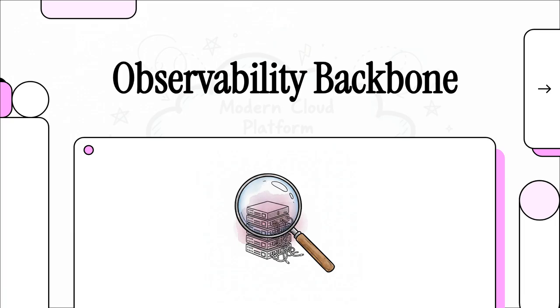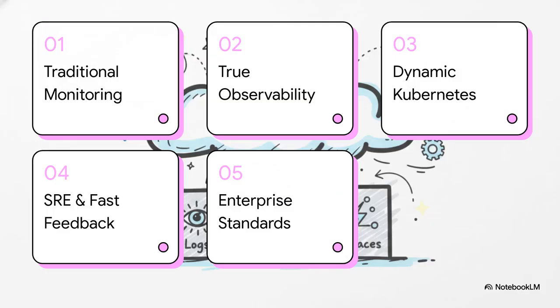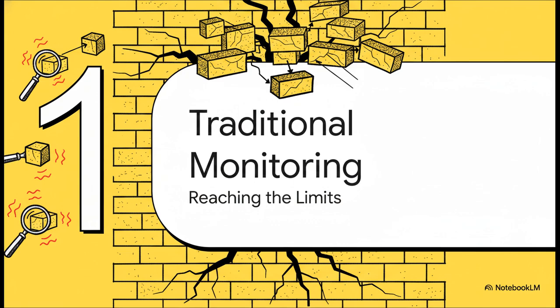So today, we're going to dive into why observability has officially become the foundational backbone of modern cloud operations. So here's our roadmap for moving from basic monitoring to deep operational visibility. 1. The limits of traditional monitoring. 2. The pillars of true observability. 3. Taming dynamic Kubernetes. 4. SRE and fast feedback. And finally, 5. Enterprise standardization.